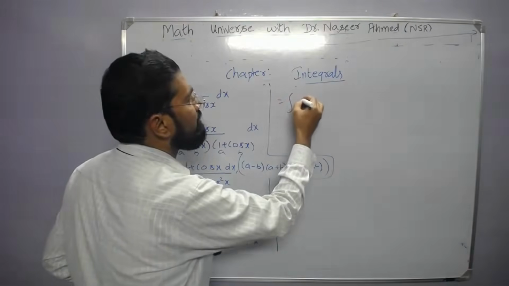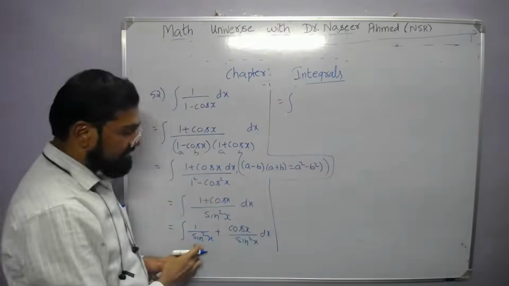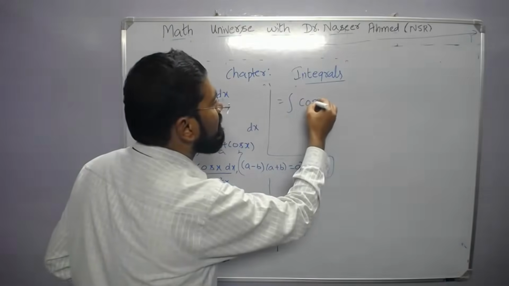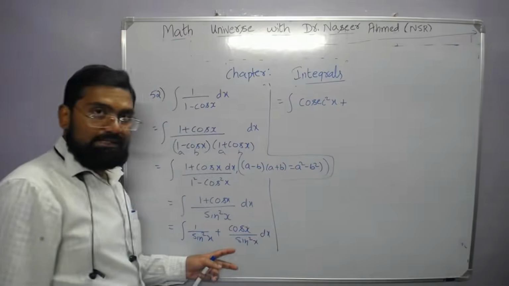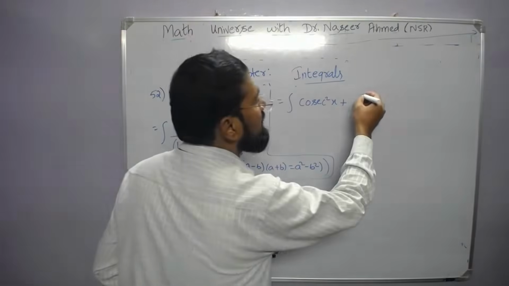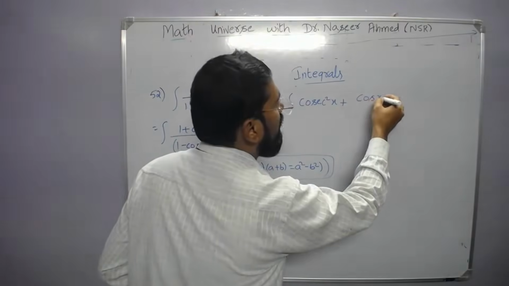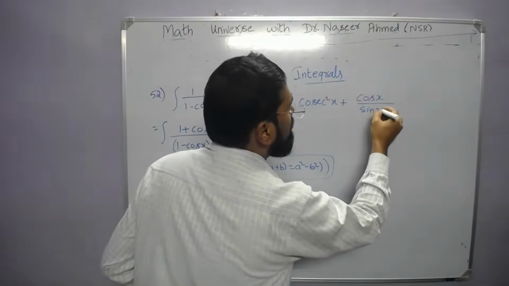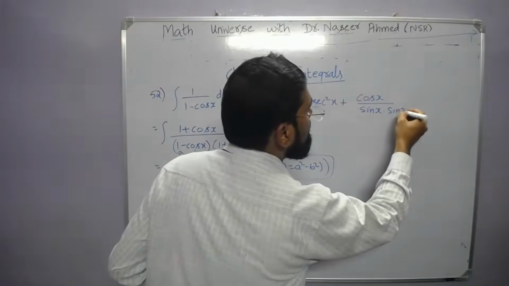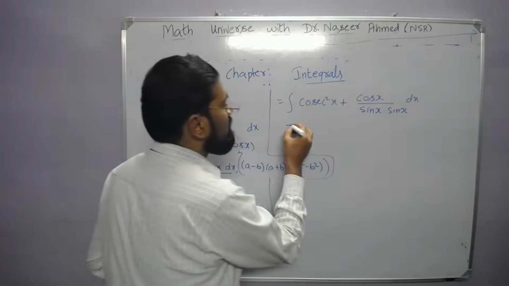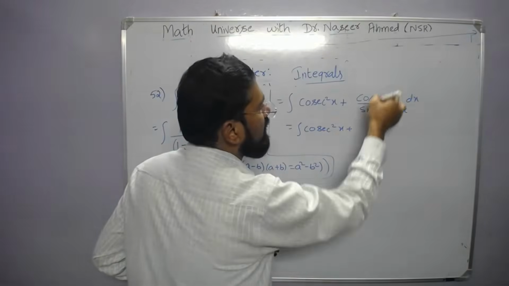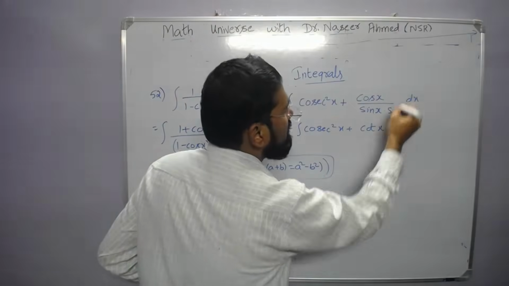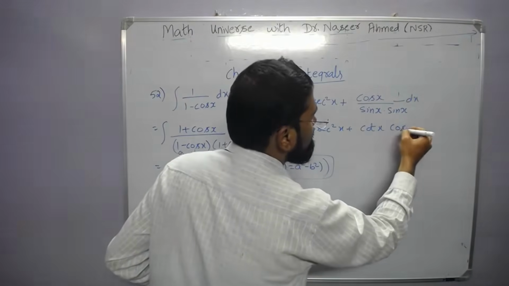Secant square. I mean to say, what is 1 by sin? Cosecant square. Then plus cos by sin square. So cos by sin square, can't I rewrite this one as cos by sin, sin square I can write twice. Now cosecant square as it is. Cos by sin is cot. 1 by sin is cosecant.